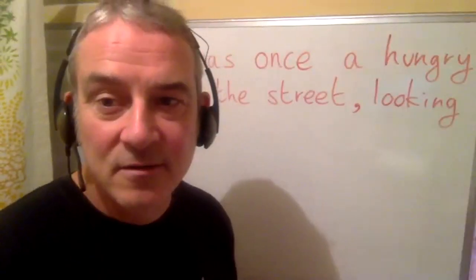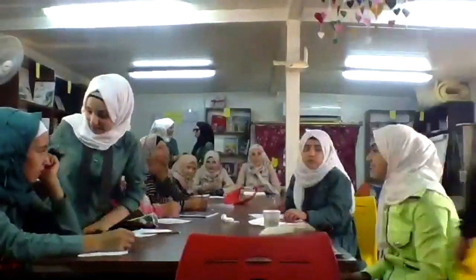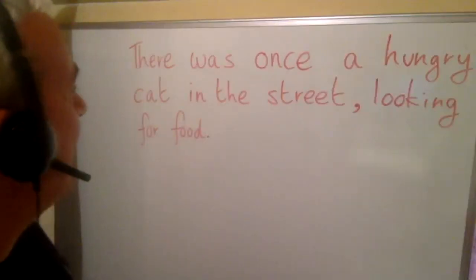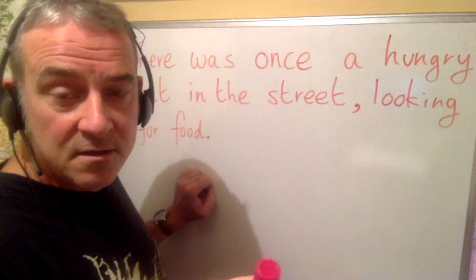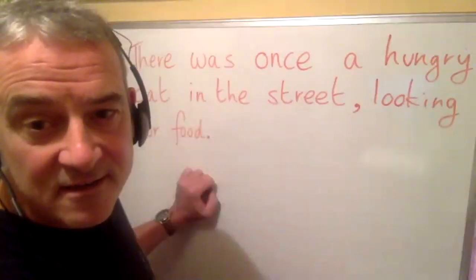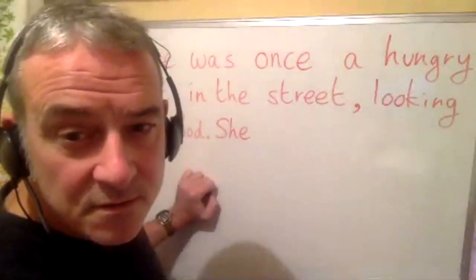Okay, let's have Allah now. Allah, come on. Yalla, Allah. There was once a hungry looking for food. So we've got Allah. What's going to happen next? Full stop. What happened next? Is the cat a he or a she? She. She saw a mouse. Yeah. She saw a mouse.